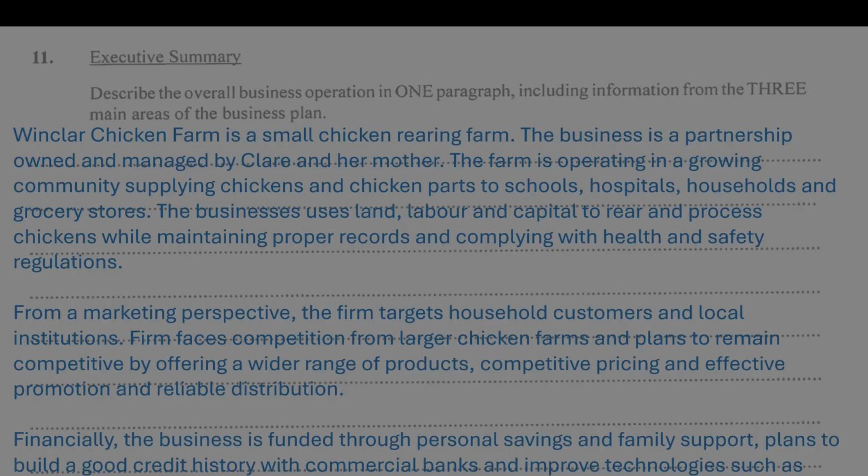Financially, the business is funded through personal savings and family support. Clear plans to build a good credit history with commercial banks and improve technologies such as implementing a POS system to improve record keeping and overall performance. Right, so that's about it.